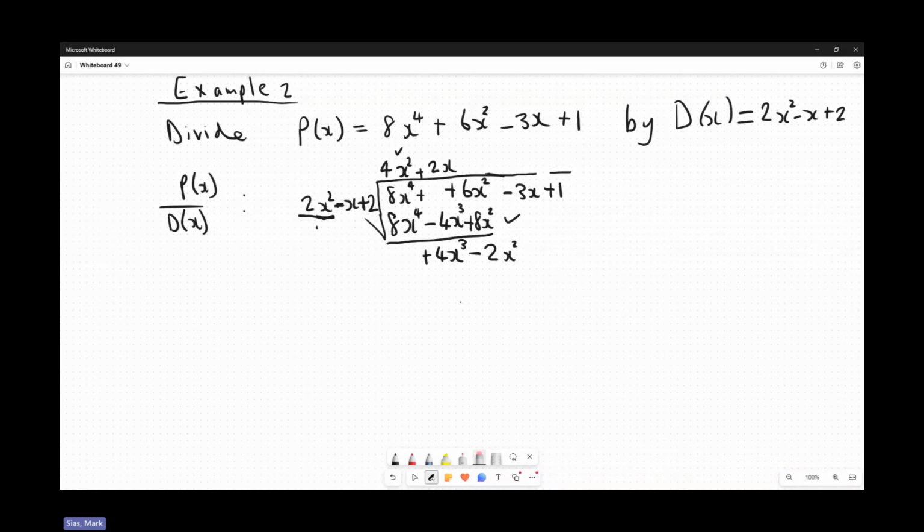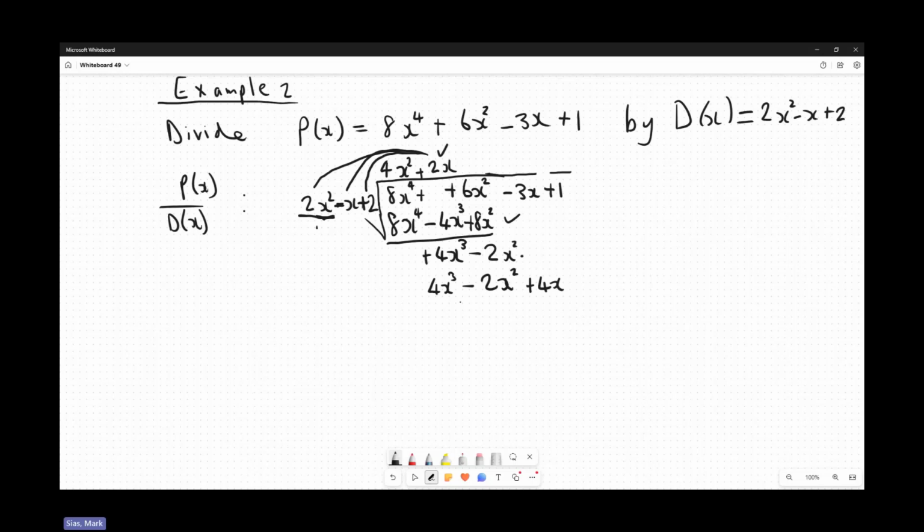So now I multiply this 2x here. I multiply it again with that. I multiply it with that. And I multiply it with that. Okay? So that's what I'm doing now. So 2x multiplied by 2x squared is, as expected, 4x cubed. And then 2x times minus x is minus 2x squared, right, as expected. And then 2x times 2 gives me 4x. Double check my work, guys.